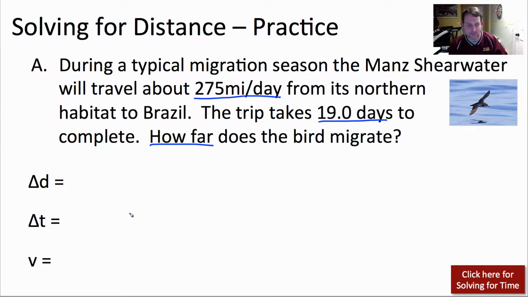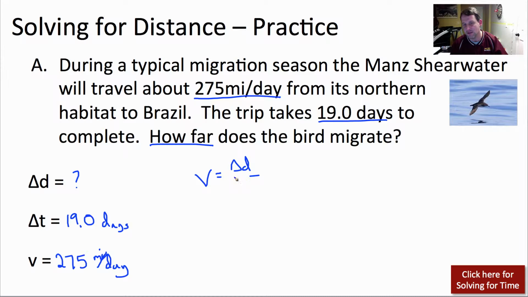So 275 miles per day, I'm going to put that down here with velocity. 275 miles per day. And 19.0 days, I'm going to put with time right here, 19.0 days. And then the change in distance, how far it goes, that is what I'm trying to find out. So I have to ask myself now, well, what is the relationship between velocity, distance, and time? And of course, that's our velocity equation. Velocity equals change in distance divided by your change in time.